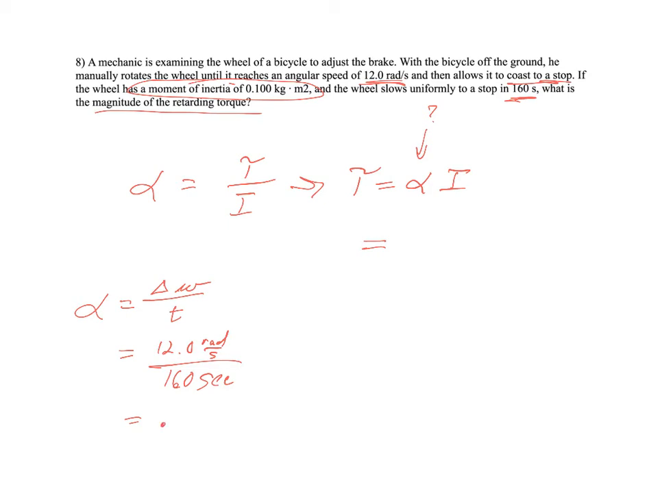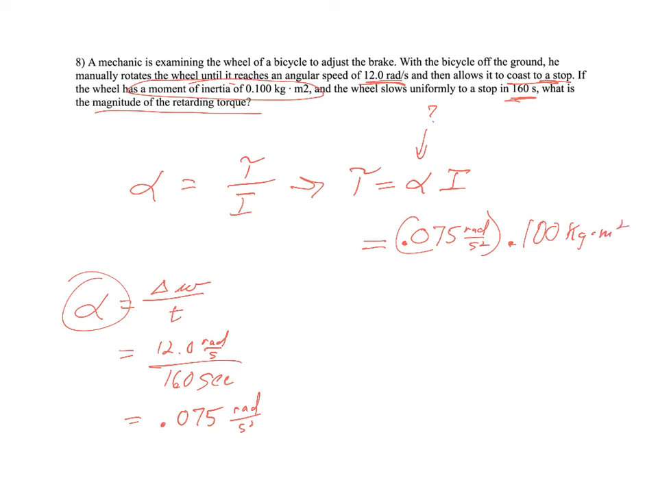which is 0.075. It's angular acceleration. That'd be radians per second squared. So now I have that, and I can put that up here, 0.075 radians per second squared. That have an I, moment of inertia, is 0.100 kg times m squared.